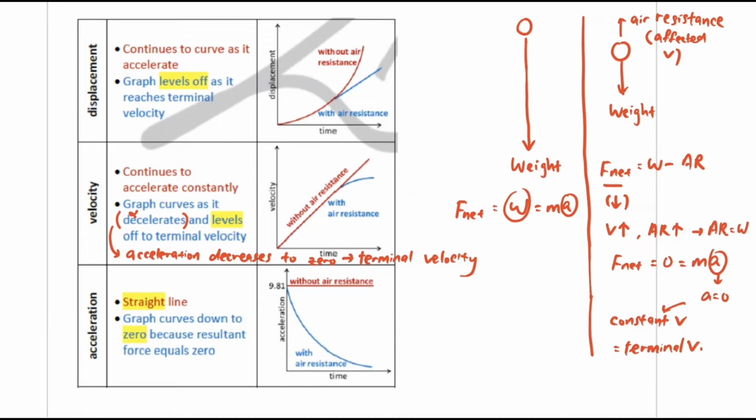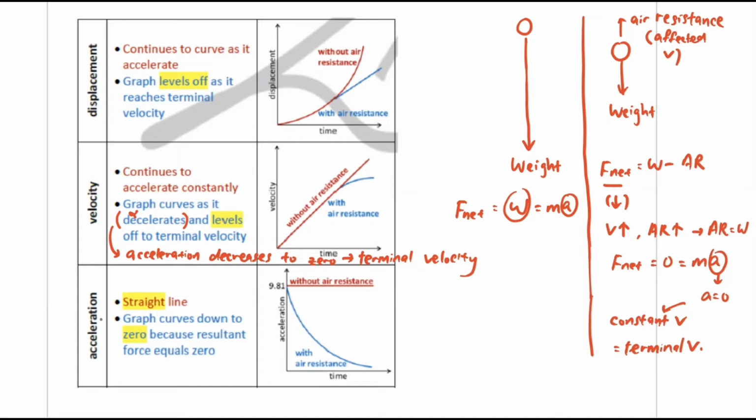Okay, so it's not decelerate, it's decreasing in the acceleration. And then to 0, then we reach a speed which is terminal velocity, and level off to terminal velocity. So that's how it becomes horizontal after that.